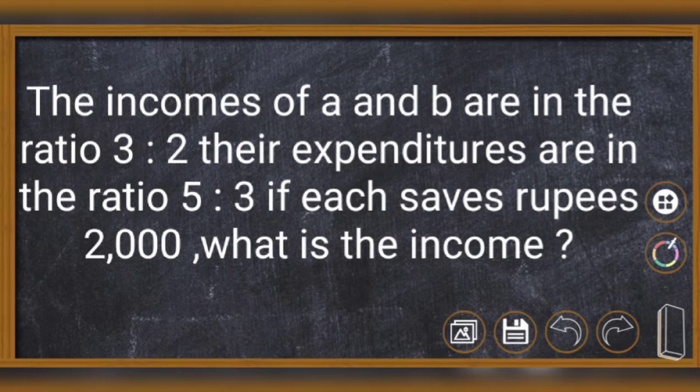Now the question: the incomes of A and B are in the ratio 3 is to 2 and their expenditures are in the ratio 5 is to 3. If each saves rupees 2000, what is the income? Now you can see that it is the same type as the last video. So the ratios 3 is to 2 and 5 is to 3 are the initial and final ratios. Now we will put the values.